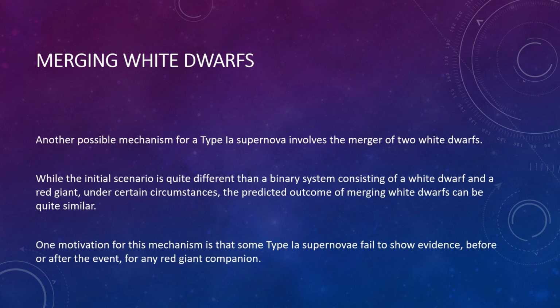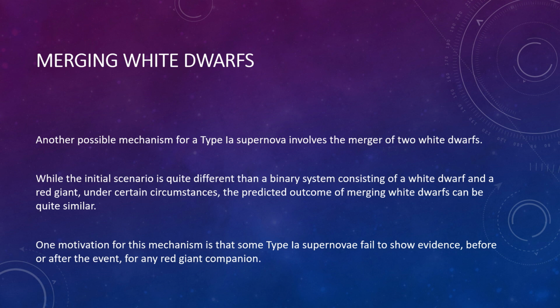Now, that was one way that Type 1a supernova can occur. Another possible mechanism for these types of supernova involves the merger of two white dwarfs, where enough mass is concentrated in the merger to ignite a nuclear explosion. While the initial scenario is quite different than a binary system consisting of a white dwarf and a larger companion star, under certain circumstances, the predicted outcome of merging white dwarfs can be similar.